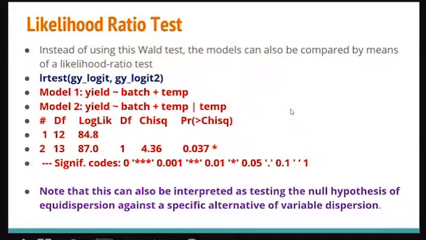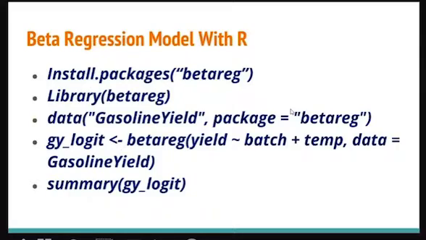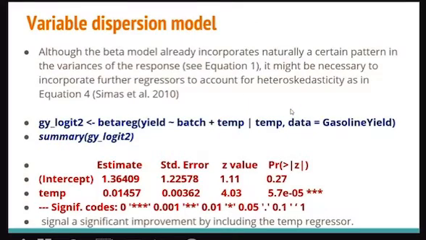I said this can be interpreted as testing the null hypothesis of equal dispersion against a specific alternative of variable dispersion. Which is trying to say in model one, you are talking about equal dispersion. Equal dispersion means equality of the variance. So using this one here, you are assuming equality of the variance, but using this one here, you are saying there's no equality of the variance, and that is why you are incorporating the regressor temperature to correct for the heteroscedasticity.